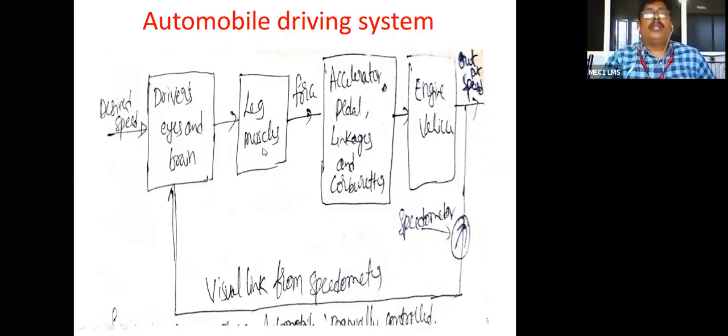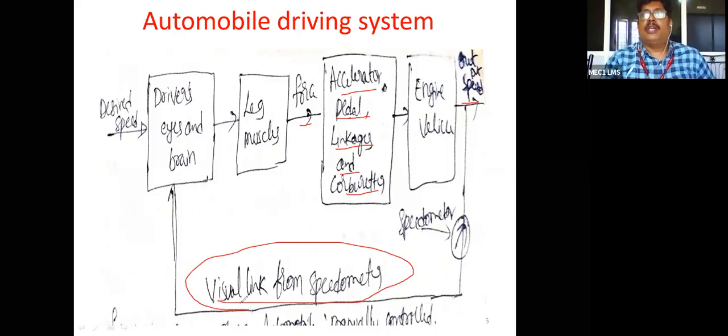And then automatically the leg muscles apply force on the accelerator pedal, linkages and carburetor. Thereby the engine makes the vehicle move fast, and thereby we get the desired output speed. Here the visual link is observed. That means the display, the speedometer in front of him. He is observing whether it reaches the desired speed or not.